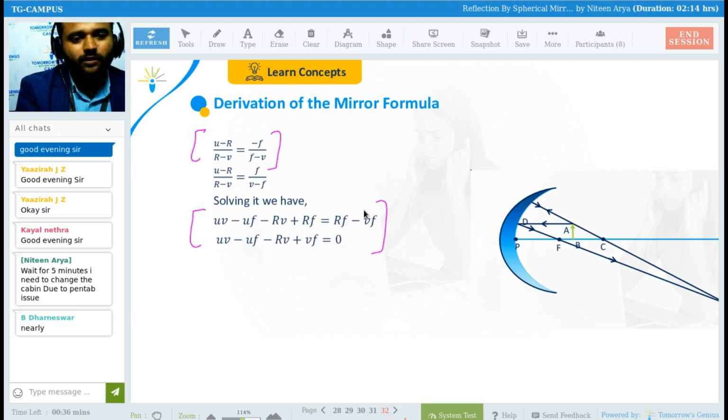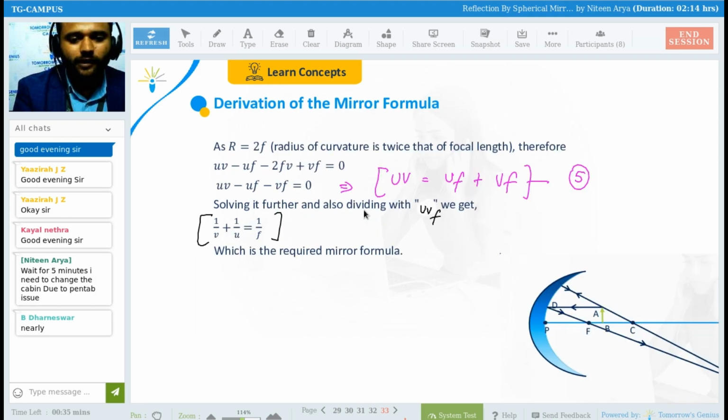So we get this. Okay, then UV minus UF minus RV minus RF. So RF cancel each other because both are the same. Minus of VF converted into the positive VF. So UV minus UF minus RV plus VF. Clear? Equals 0. As we know, R equals 2F, the radius of curvature and the focal length.